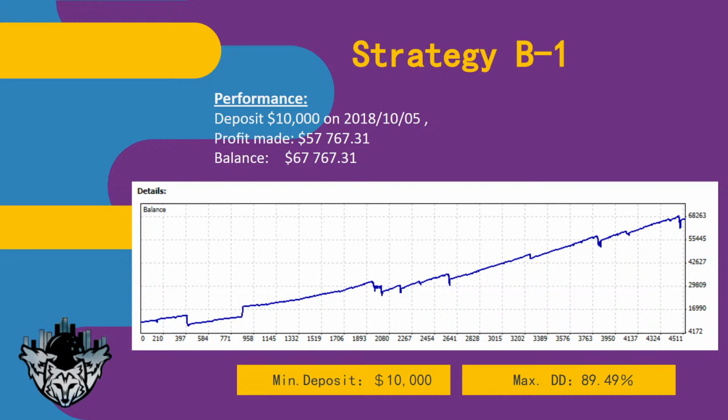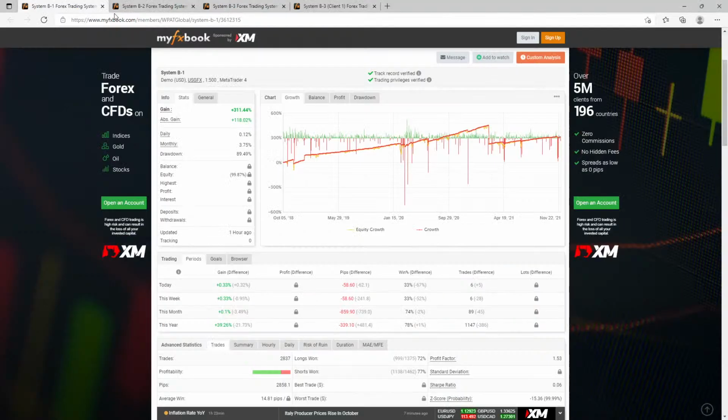Well, anyways, the interesting part is this. It survived for a very long time. It's 18 to 21. So maybe if any of you guys are interested, there are more details that we can actually see on the MyFX book, right over here, which we have B1 over here.